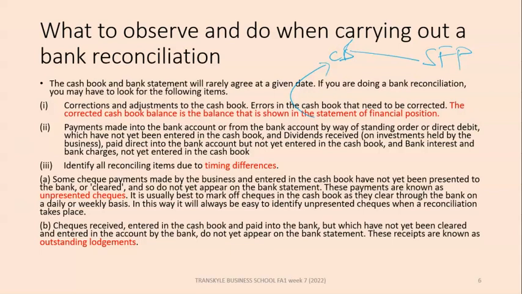Payments made into or from the bank account by way of standing order or direct debit which have not yet been entered in the cash book, or dividends received on investments held by the business paid directly into the bank account but not yet entered in the cash book, and the bank interest and bank charges not yet entered in the cash book. So we talked again about all these issues which might render our cash book and bank statement not to balance.